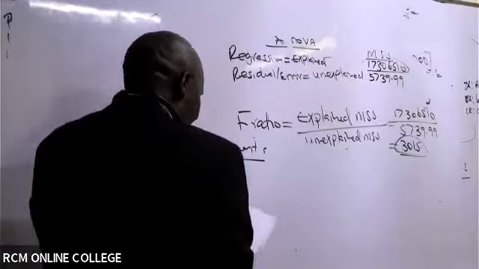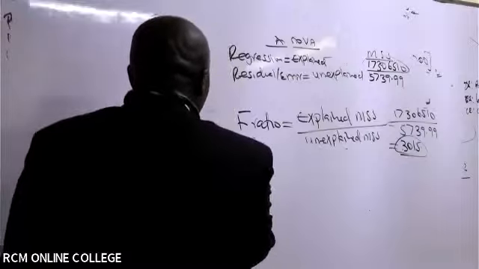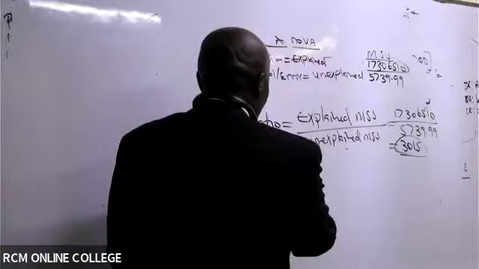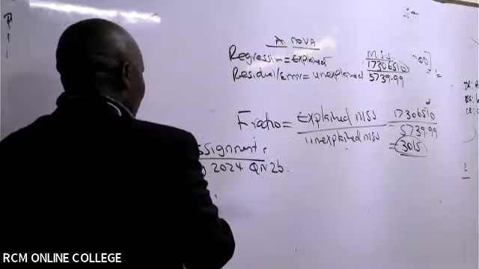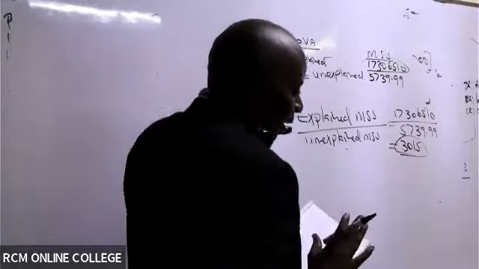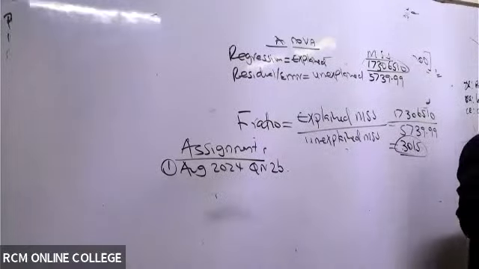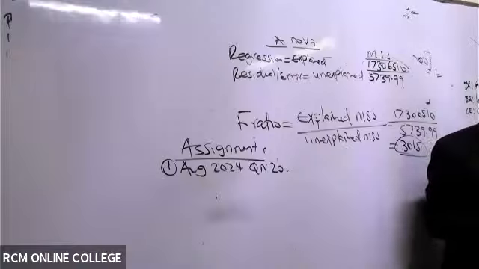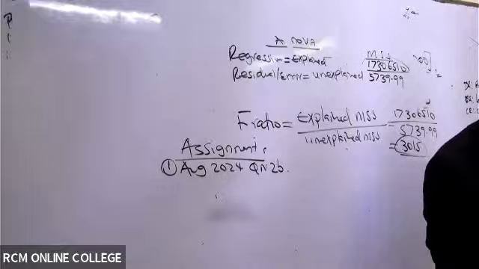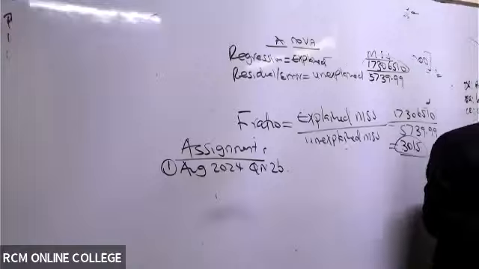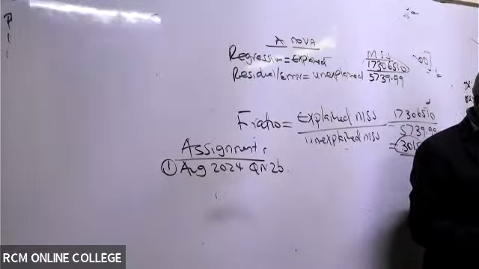So assignment number one will be August 2024, question number 2B. Please try opening it if you can get it. Just try opening it so that I can explain something small. No, we haven't finished yet. I just want to give you this assignment and then guide you before I introduce something new.